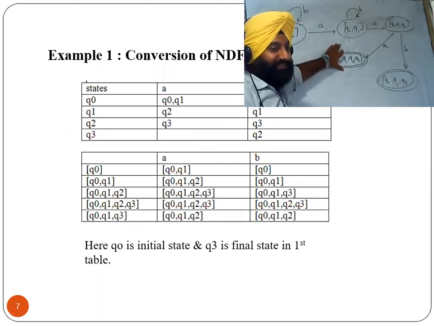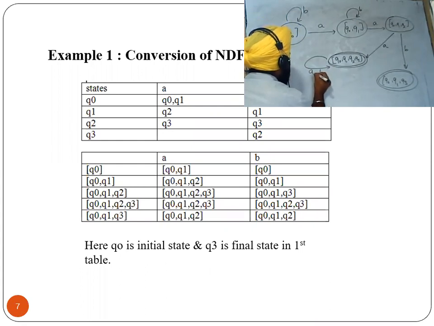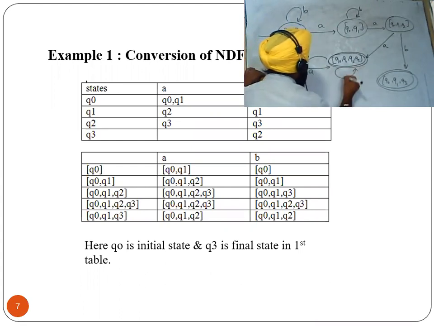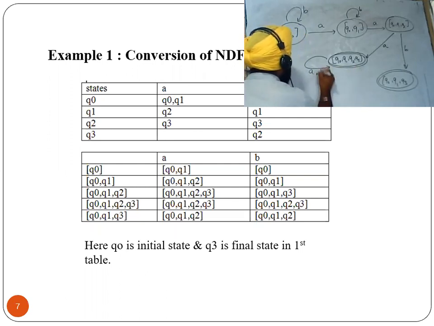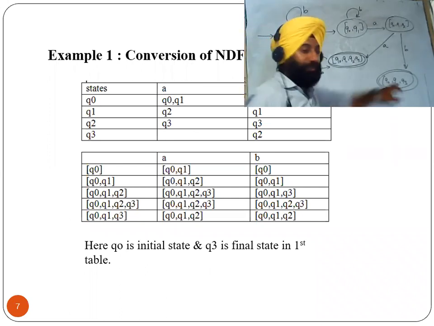Moving towards the fourth row. Upon the processing of A and upon the processing of B, it is moving towards itself. So here is a self loop with A, B, or you can also write it as A and one more loop with B. Both are correct. Now the last row, Q0, Q1, Q3.